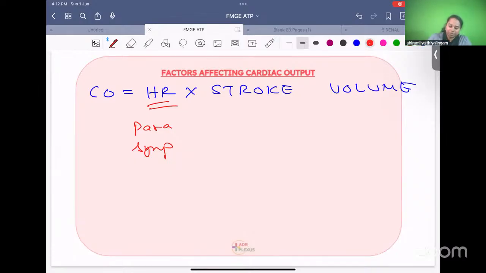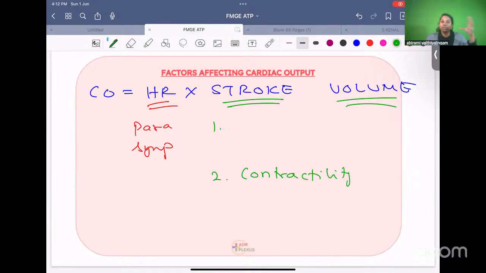Other factors, stroke volume. What is a stroke? Stroke means heart is beating, it is striking. So contracting. Contractility itself is a factor which affects cardiac output because more the contractility, more will be the stroke volume. So this is directly proportional to stroke volume, contractility. There are two other factors, preload and afterload. What is preload?